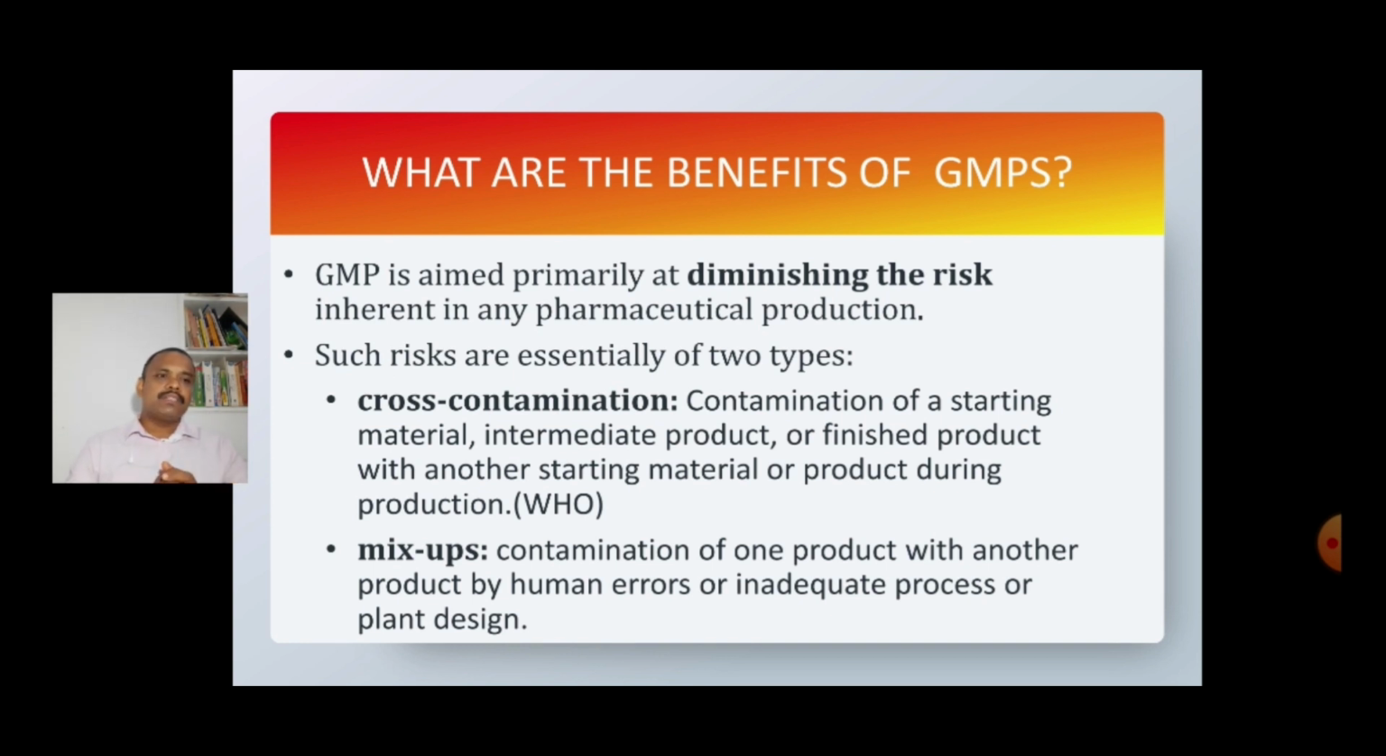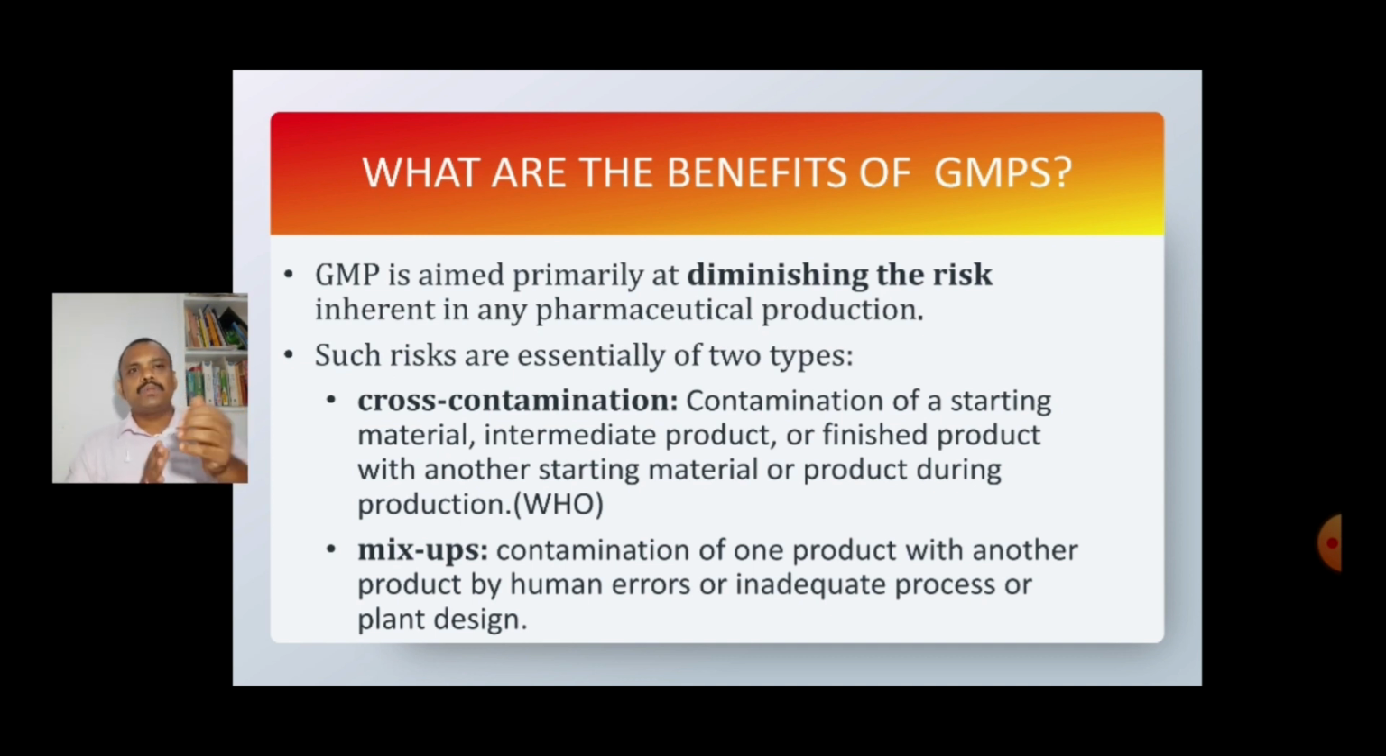There are three, as I mentioned. One is deviation. The second one is cross-contamination. And the third one is mix-up. So deviation, by now you might have understood what it is. Deviation is nothing but you have a set of operations, you have written procedures. If any deviation takes place, that is called deviation, and that deviation will end up in improper production.